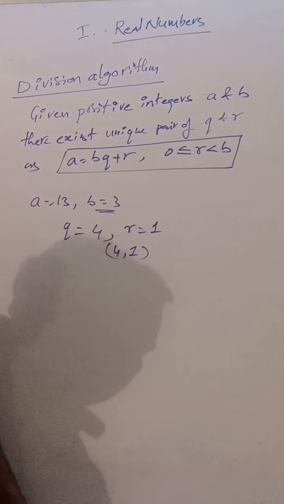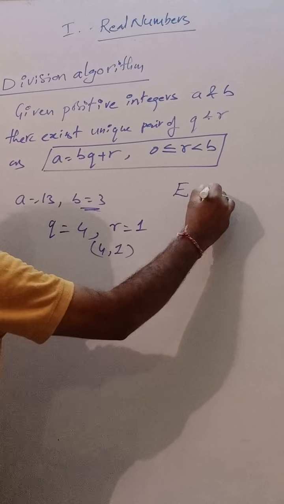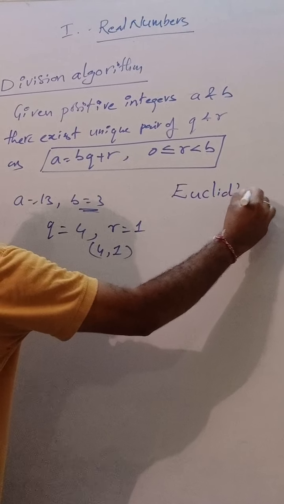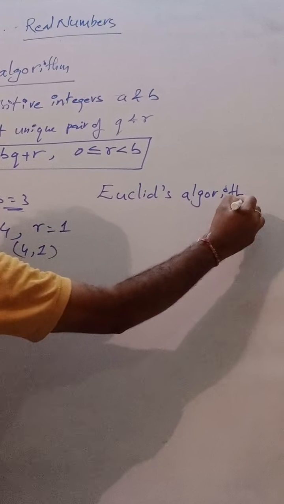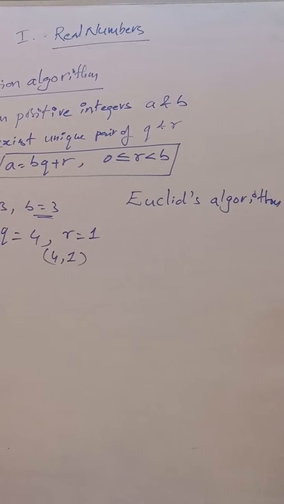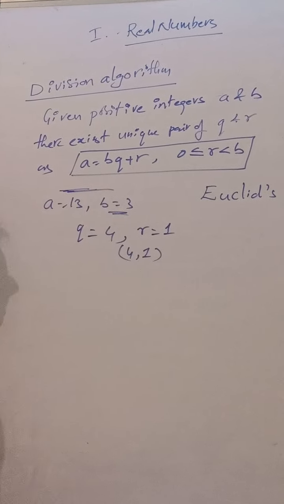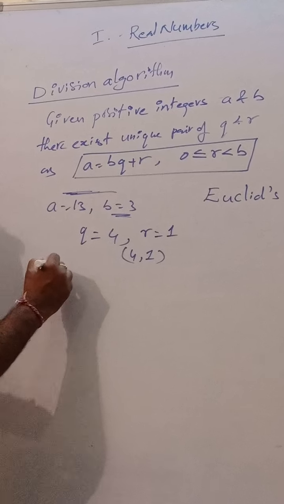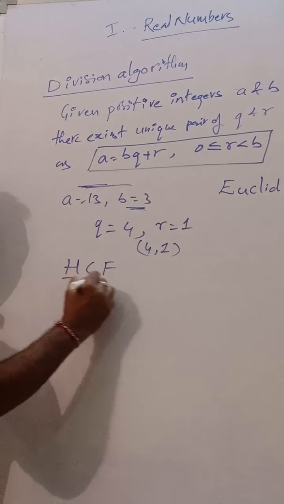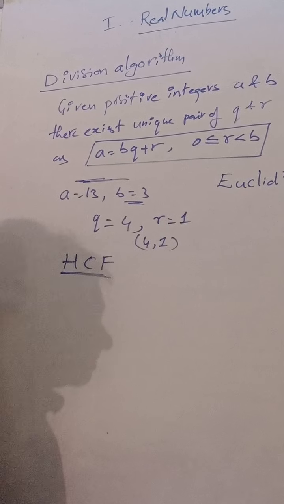Now it is nothing but Euclid's algorithm. It is named Euclid's algorithm. The application of Euclid's algorithm is that we can find the HCF of two given numbers. What is the meaning of HCF? The highest common factor.